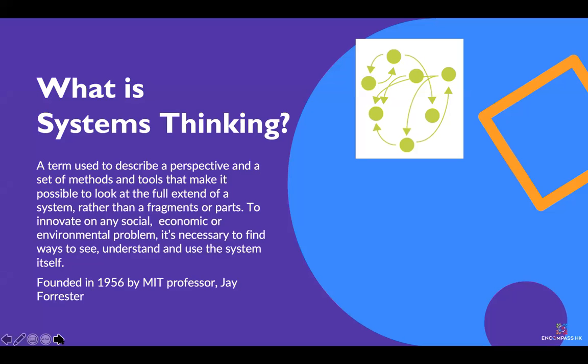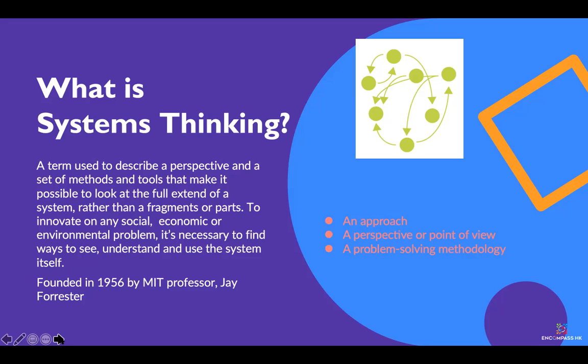So what exactly is system thinking? It is a term used to describe a perspective and a set of methods and tools that make it possible to look at the full extent of a system rather than a fragment of a part. So we are really looking at the full system, not just looking at individual elements. To solve any social, economic, environmental problem, health, SDG, poverty, climate change, we need to use system thinking. It was founded in 1956 by MIT professor Jay Forrester. And at the end of this presentation, you'll get some resources if you want to do further reading.